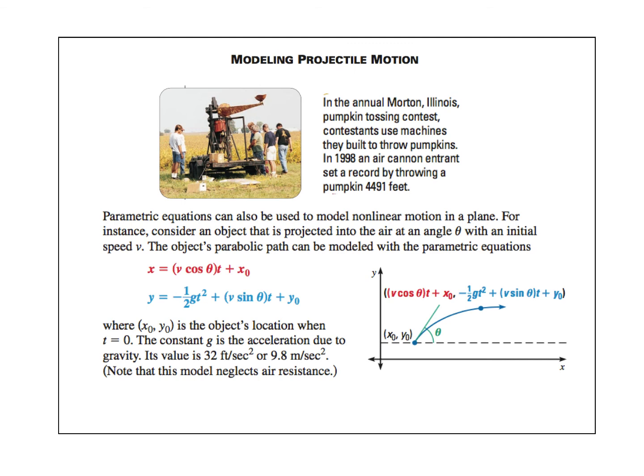So we're going to take a look at another way that a pumpkin is thrown and see if we can come up with the total distance that this pumpkin got thrown. So anyways, parametric equations, this is the real world application, not just pumpkin throwing, can also be used to model nonlinear motion in a plane. For instance, consider an object that is projected into the air at an angle theta with an initial speed v. The object's parabolic path can be modeled with the parametric equations x equals v cosine theta times t. So v and cosine theta are going to end up being just constant coefficients.